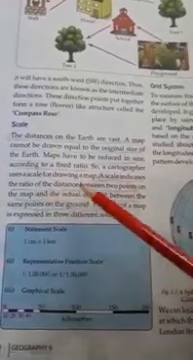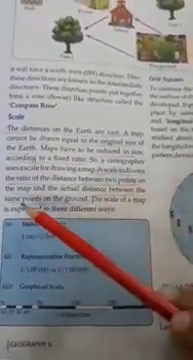Now what is a scale? A scale indicates the ratio of the distance between 2 points on the map and the actual distance between the same points on the ground. Suppose on the ground you are taking one distance. Suppose this is your ground.